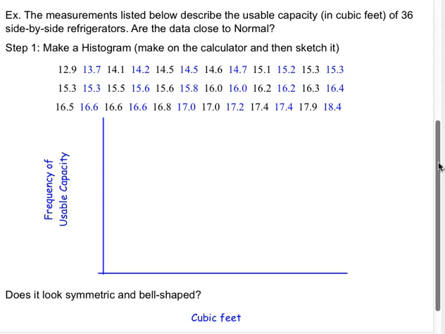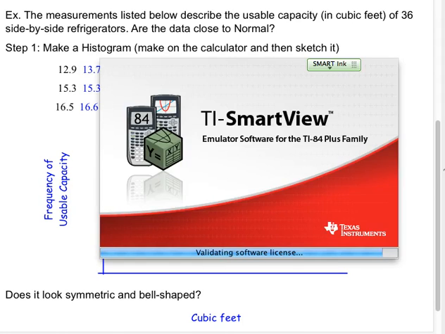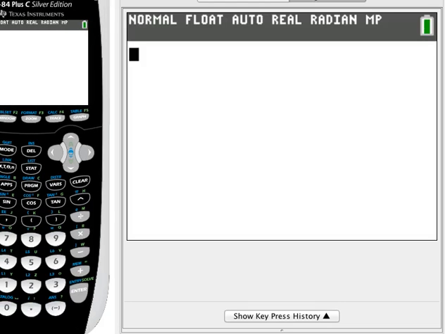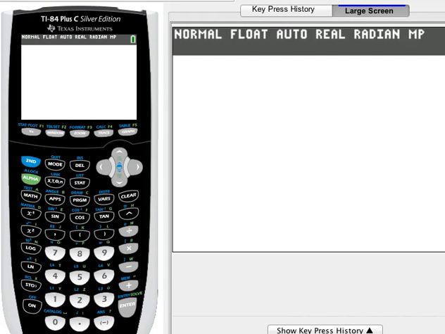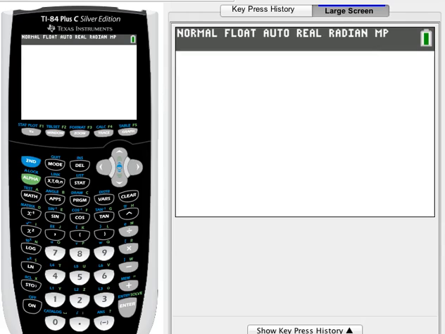So again, the first thing you could do is make a histogram to see if visually it looks normal or not. So for that, we are going to use our fancy calculators. All right, so let's take a look at our calculator.